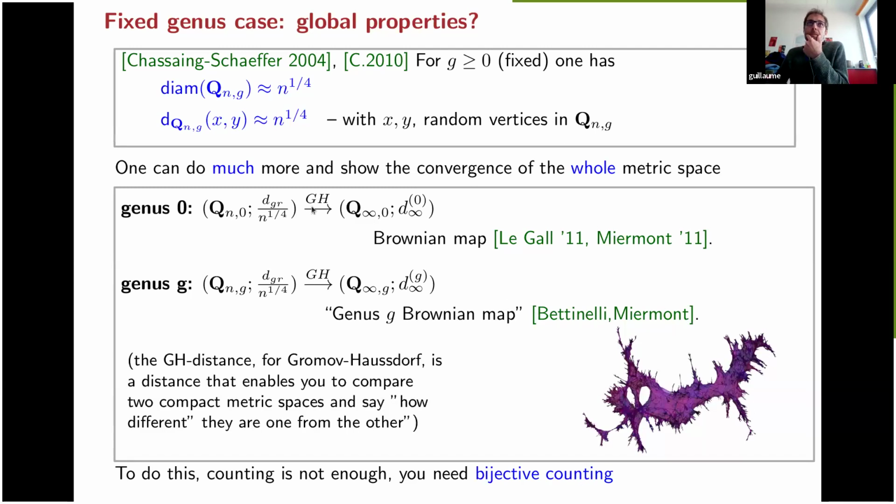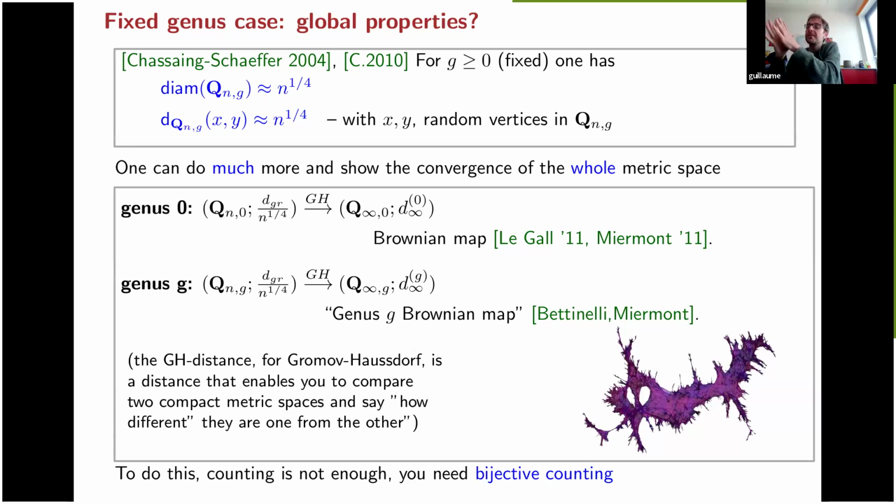More formally, the topology here is the Gromov-Hausdorff distance. It's a distance that enables you to compare two metric spaces. If I give you two metric spaces, you can try to put them one next to the other in the best possible way, which preserves distances, which is isometric, and which makes a small Hausdorff distance between them.